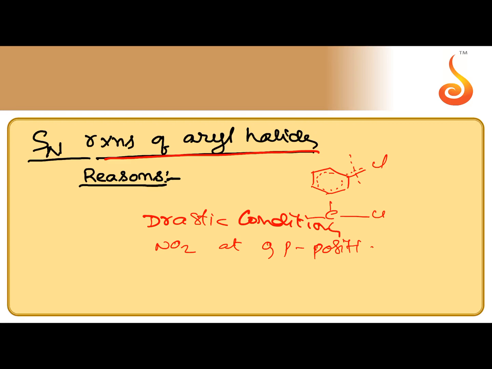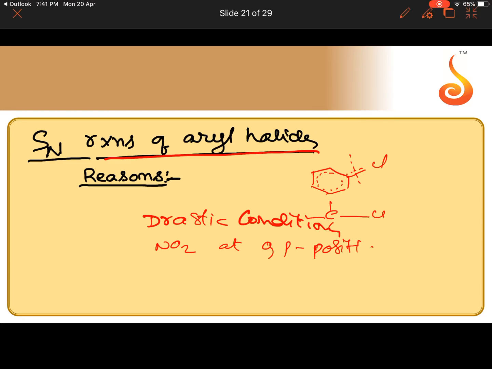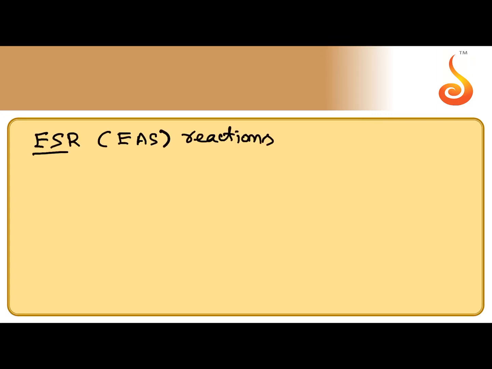So by two methods, either by creating drastic conditions or by keeping electron withdrawing groups at ortho and para positions, we can make the aryl halides also undergo SN reactions. Next, electrophilic substitution reactions, or EAS reactions, electrophilic aromatic substitution reactions.